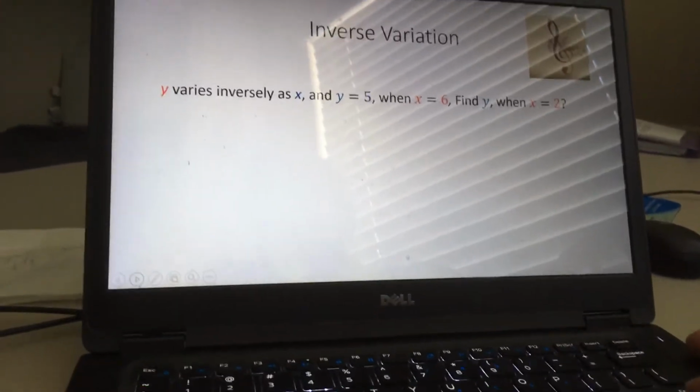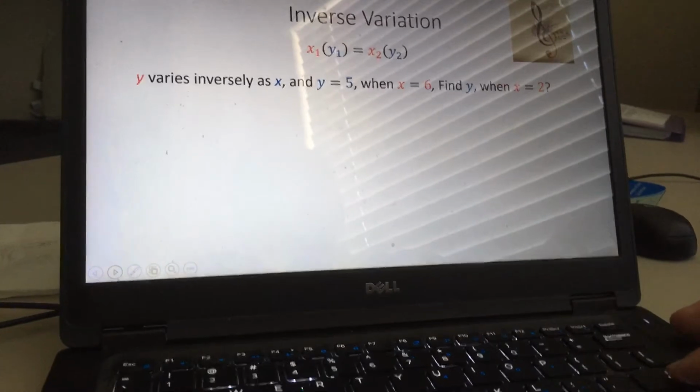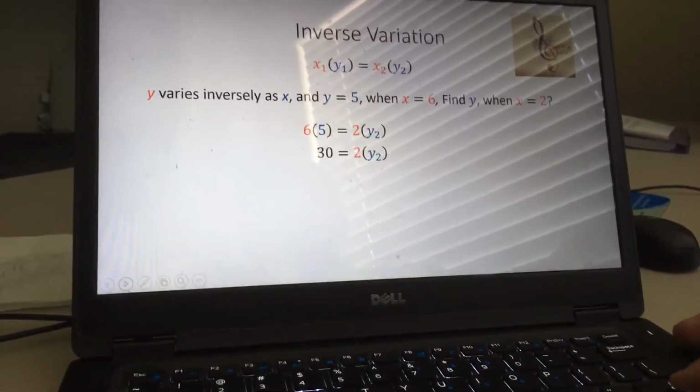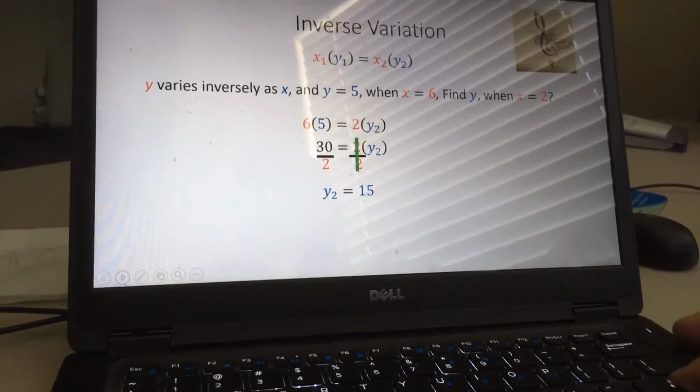So if we want to work this out, y varies inversely as x. If y is 5 and x is 6, basically what we're going to do is take 6 times 5, which is 30, and divide it by the 2, which is 15, to get our answer.